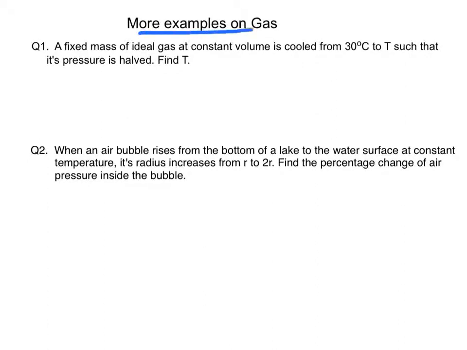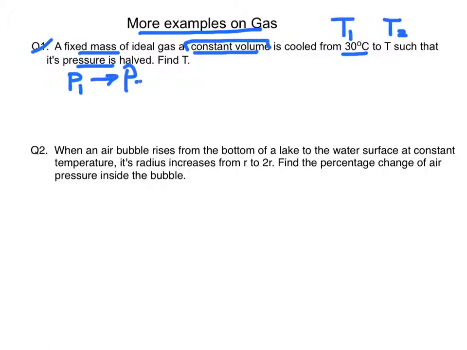More examples on gas. Question number 1. A fixed mass of gas at constant volume is cooled from temperature 30 degrees Celsius to a temperature T, such that its pressure is half. That means P1 changed to P2, where P2 equal to P1 over 2.